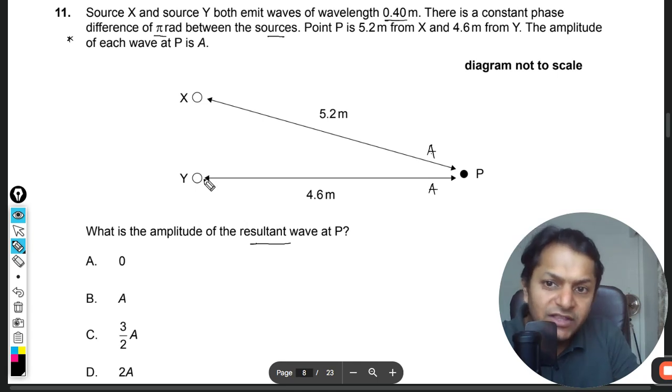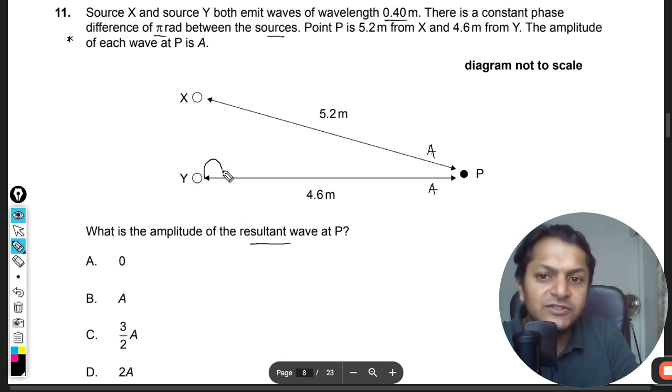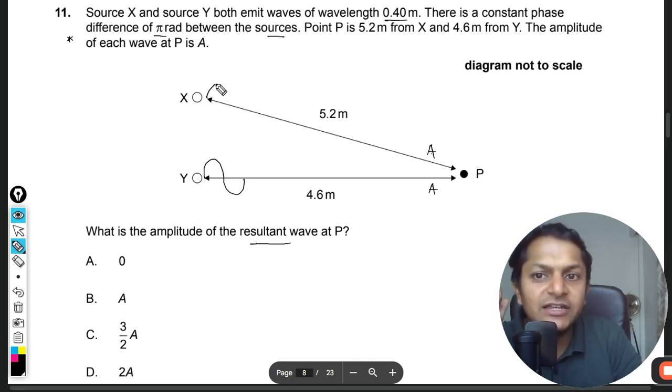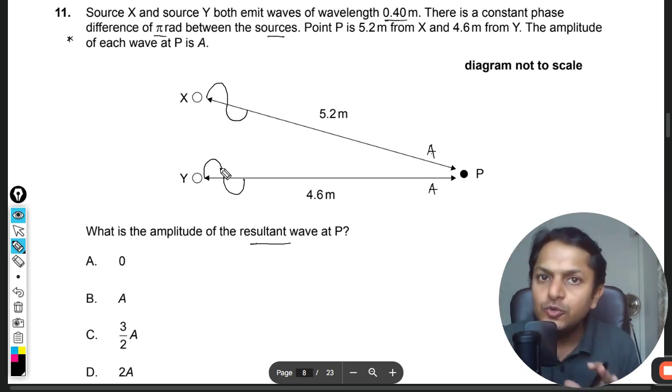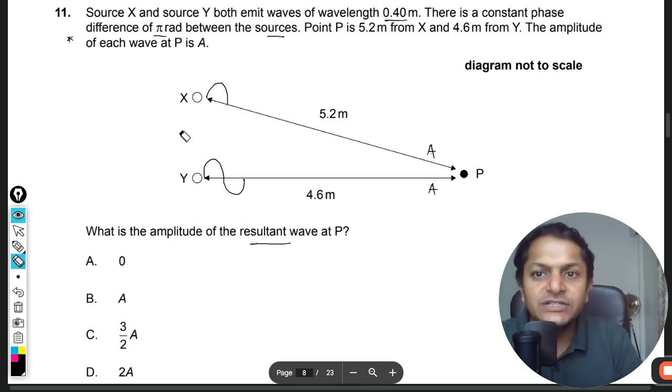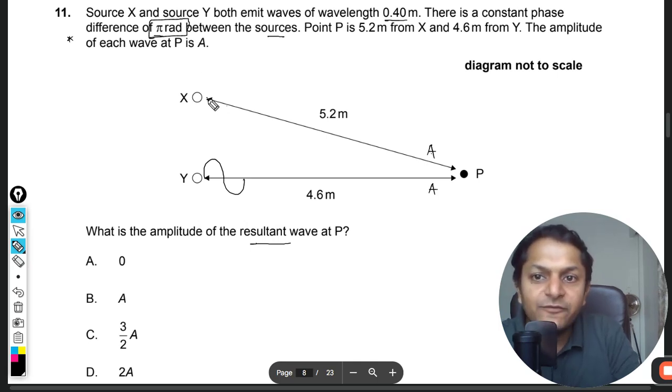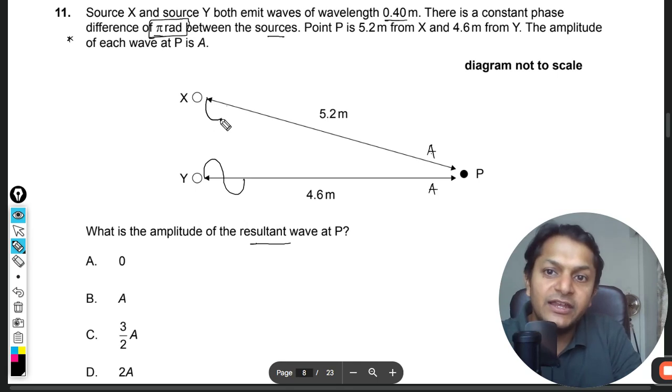It means that when the wave is starting with Y, let's say it starts with the crest and the trough. Now, if the phase difference is zero, even at X, they are starting with the crest and the trough. So this was the usual case till today. But now onwards, that is not the case. Now it is given that the phase difference is pi. It means that for X, when the wave is starting, it is first a trough and then a crest.